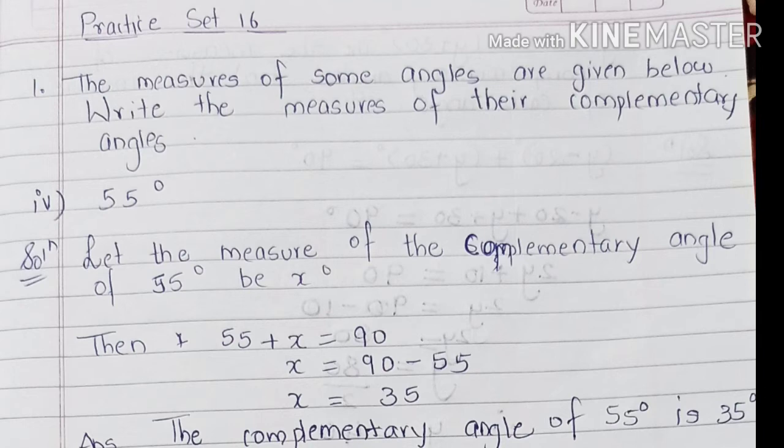We know that the sum of the measures of complementary angles is 90 degree. So we write 55 plus x is equal to 90. So we have to find the value of x. x is equal to 90 minus 55. So the answer is 35 degree. The complementary angle of 55 degree is 35 degree.